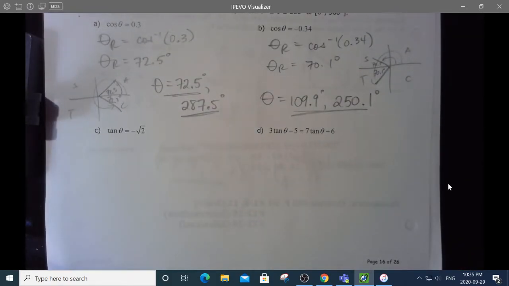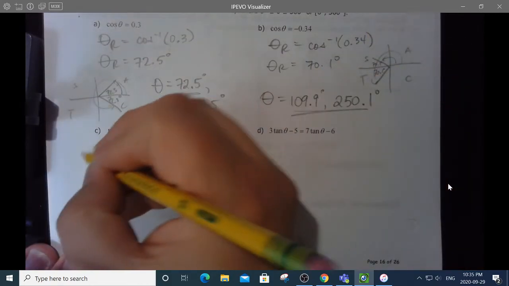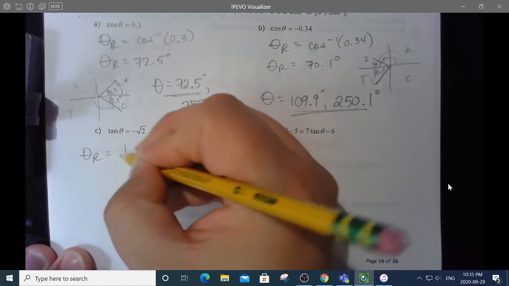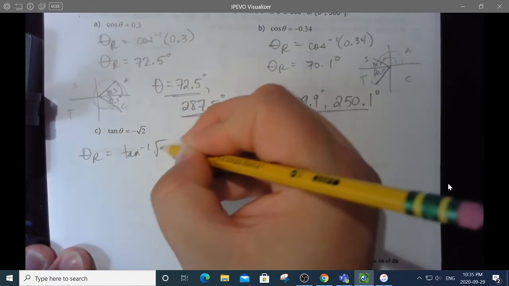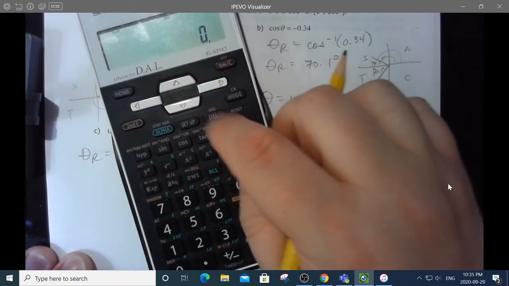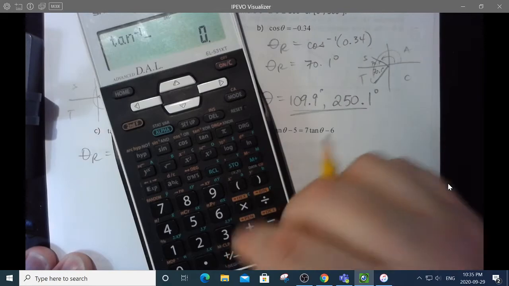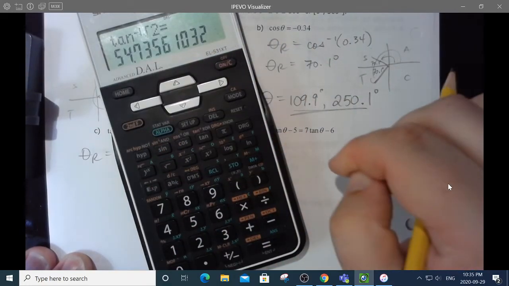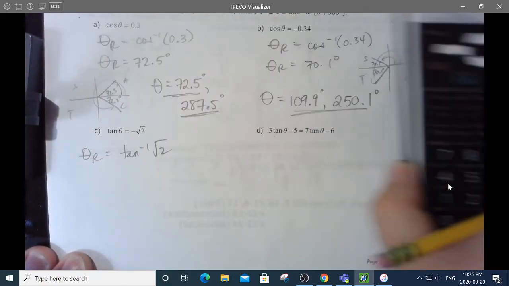Next, where is the tangent of theta equal to negative root 2? Step 1, find me a reference angle. Inverse tan of root 2. Remember, drop the negative. Inverse tan of the square root of 2. There we go. 54.73.